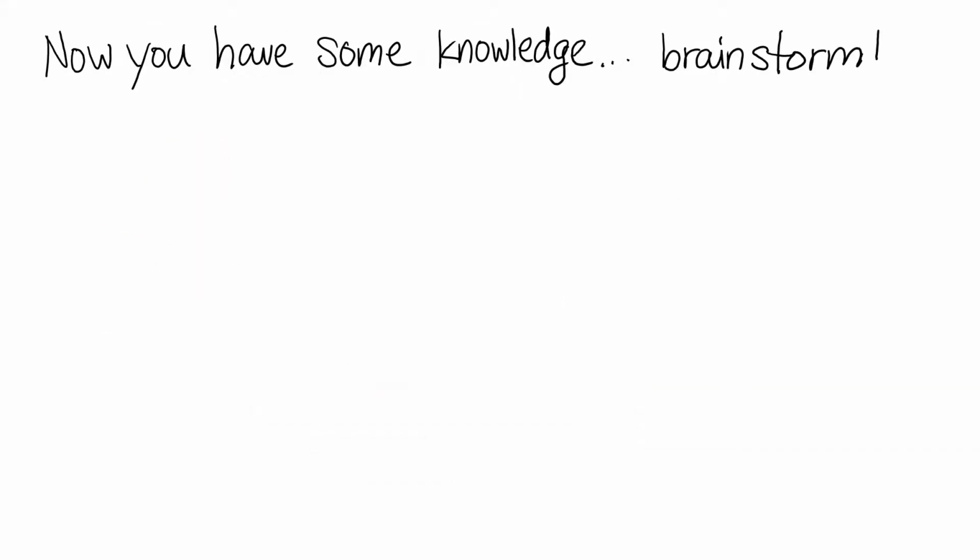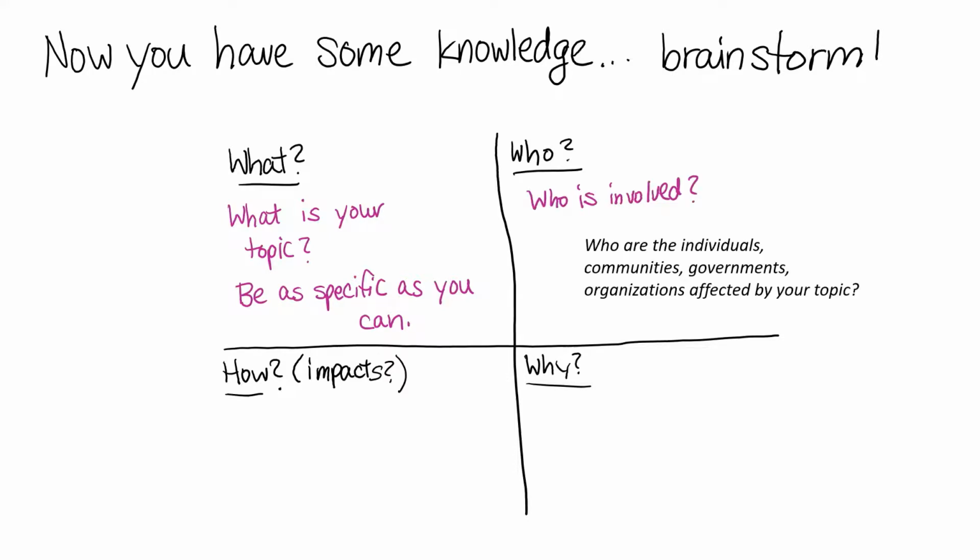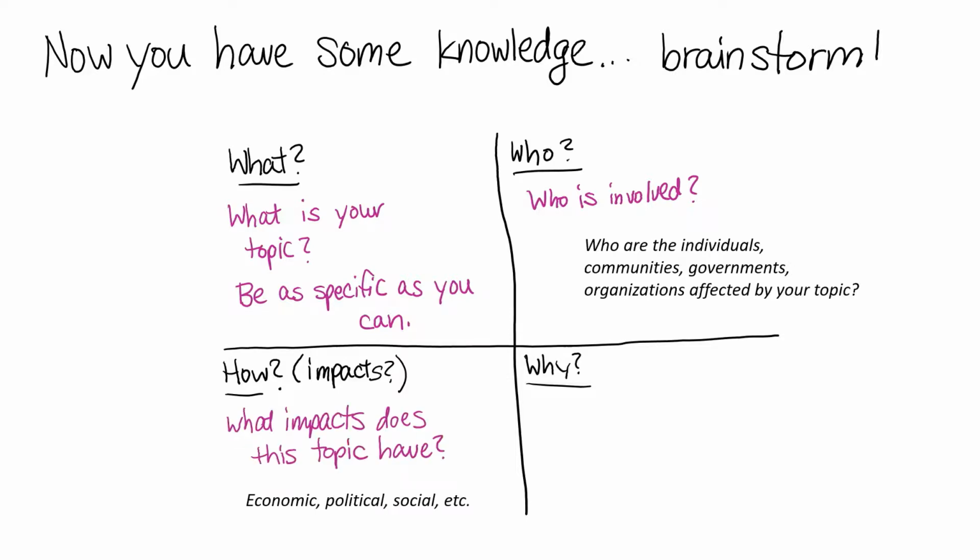After you've done some background research, you have some knowledge of your topic, and it's time to brainstorm. You can use this diagram as a way to structure your thoughts. The first part is what. What is your topic? Be as specific as you can. You'll think about who's involved, what groups of people care about your topic or are affected by it. Then you think about what impacts does your topic have? And finally, why should we care about this topic?